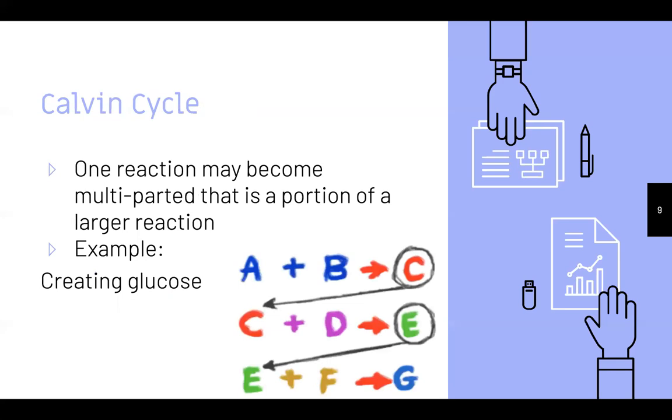So the Calvin cycle is when one reaction becomes multi-part. For example, creating glucose. Down below, you can see that picture of what I'm talking about. We have an A and B becoming a C, right? And the C is then dragged down to be used in a different reaction, and then the E is being used in a different reaction. As you can see, it's multi-part.